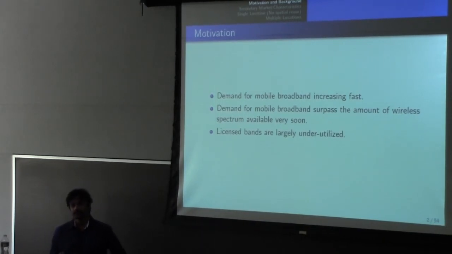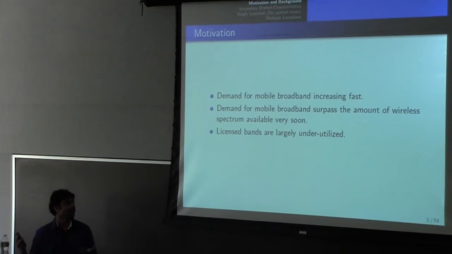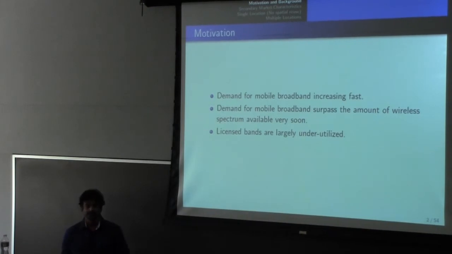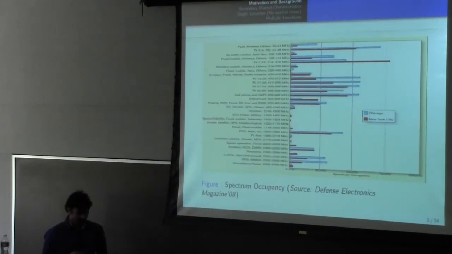So why is it so? Because of the FCC's static spectrum allocation. The FCC generally allocates some spectrum to service providers like AT&T, Verizon, or Sprint. If this spectrum is not utilized at a time, then it is simply not being utilized. That is why the licensed bands are largely underutilized. You can see from this figure that spectrum occupancy is hardly 50% for most of the bands. This is for two cities, Chicago and New York City, and in most of the bands the occupancy is less than 50%.